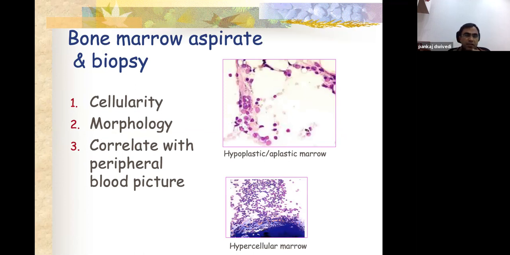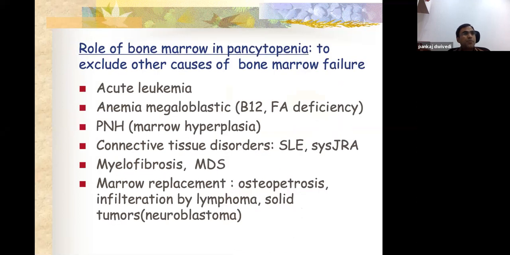For example, there is low cellularity, more fatty cells are there, and low counts in the periphery: you are dealing with aplastic anemia. If you are having blasts in the periphery and blasts in the marrow, you are dealing with leukemia. If you are dealing with dysplasia in the marrow or peripheral blood, then you are dealing with MDS and so on. So it depends on your marrow morphology as well as cellularity to diagnose the real cause of the pancytopenia.